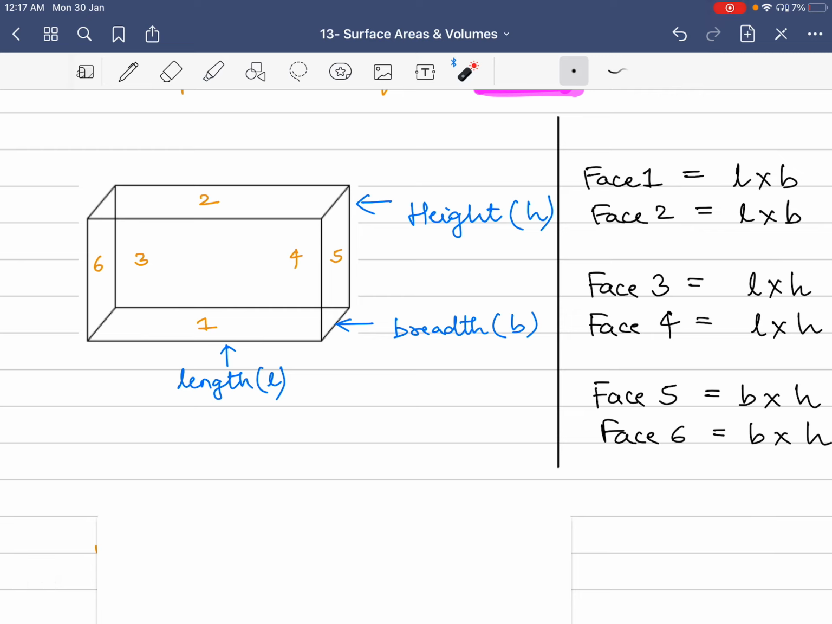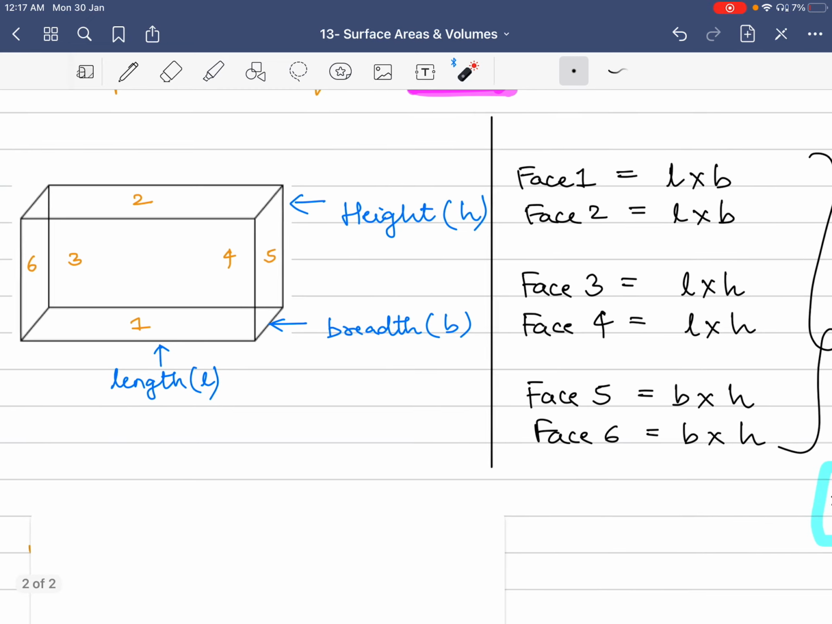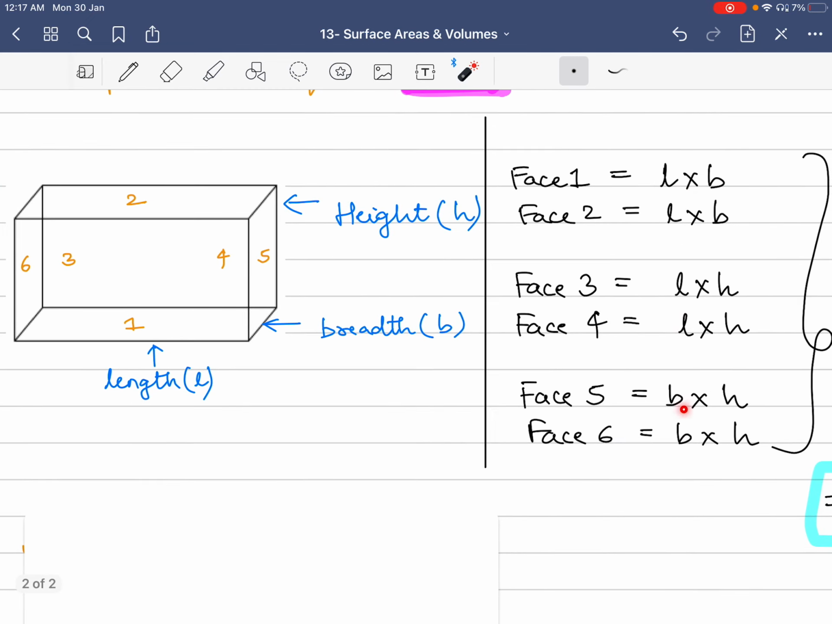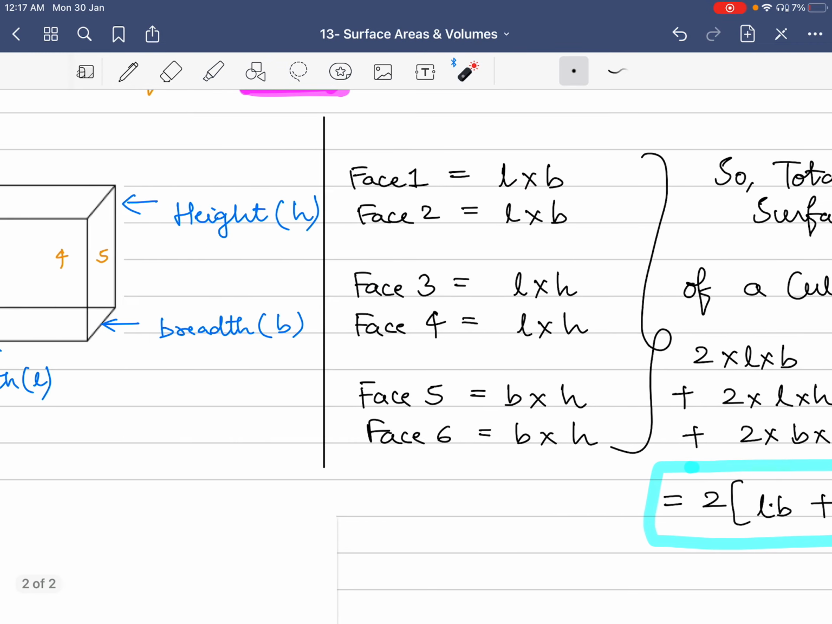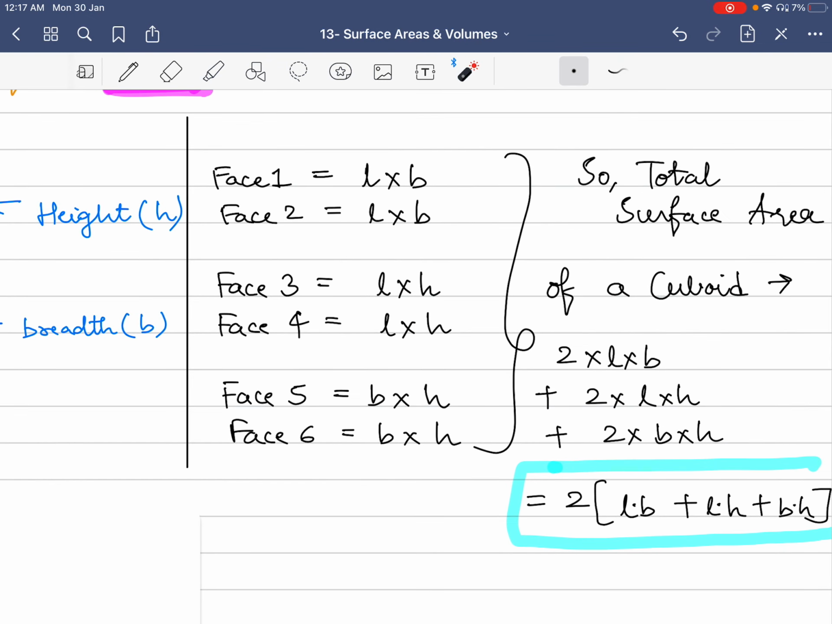If you notice, no matter if you interchange these 3 symbols, like you can say this is the breadth, this is the length, this is the height, or this is the height, this is the length, this is the breadth, it doesn't matter. Even if you interchange these symbols, these 6 faces are going to come to the same thing, and we are going to get the same formula for the surface area of the cuboid.